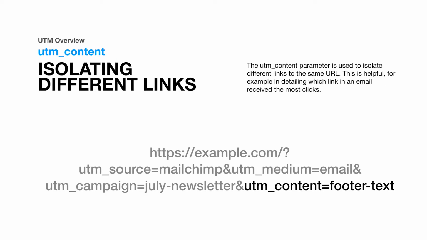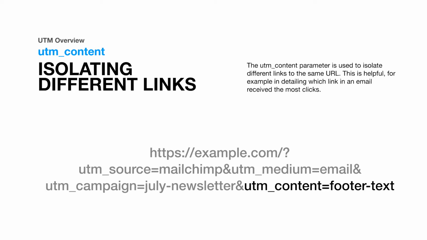Next is the UTM Content, and this is for isolating different links. This is an optional UTM parameter, and if we had different links or different URLs pointing to the same place within our landing page, our email, or even our tweet or social post, we could use the UTM Content to specify which link got the click. In this case, you can see I'm using utm_content equals footer-text.